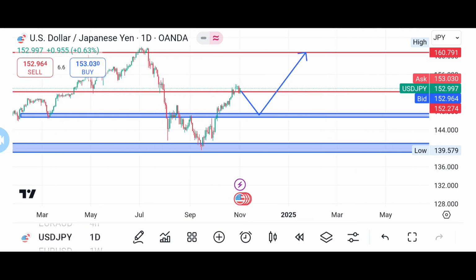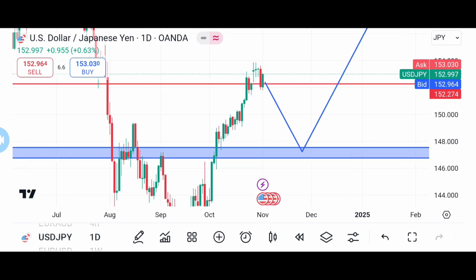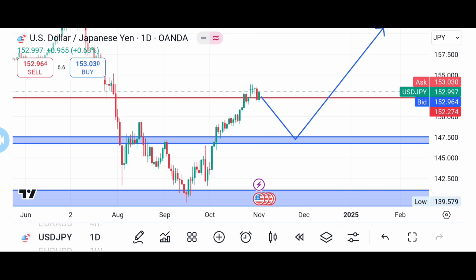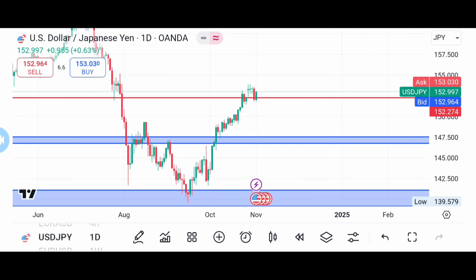So in the daily, guys, the current market structure, what do you see? What do you see in the daily, the current market structure? So we are going to zoom in and see. Let us draw that market structure.